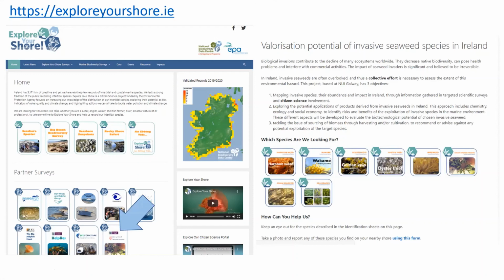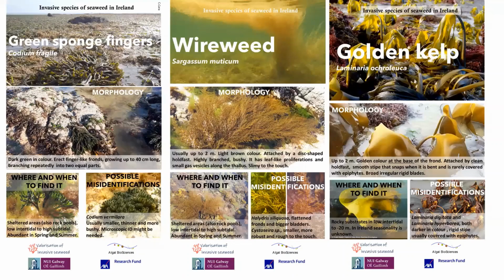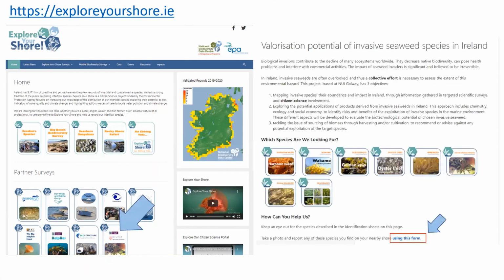So using these ID sheets, you can go to the beach and see if you find them. You can download them on your phone and have them with you. When you see these species, you can use a form to record your sighting. You have to take a picture, and using the form, you can record the presence of these species.